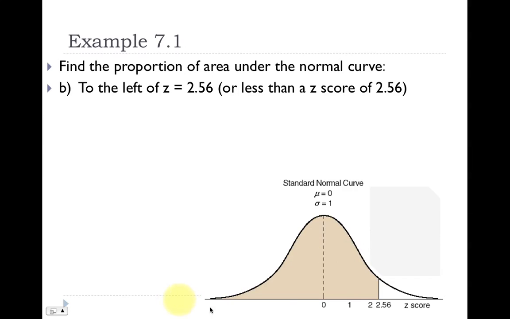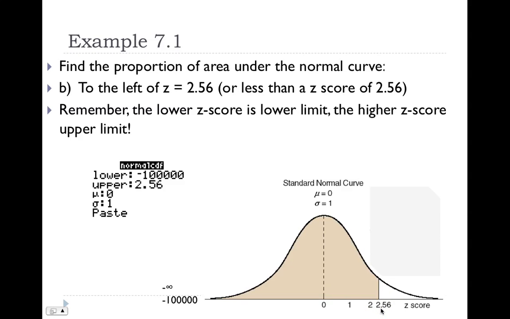So to do this on the calculator, to find this piece of area, we have to use our lower limit, which is going to be negative 100,000. Our upper limit is 2.56. Our mean is 0, and our standard deviation is 1. So we always want to remember the lower z-score is the lower limit. So negative 100,000 is always going to be the lower limit for a question like this, where we have to find the area to the left of a z-score. And 2.56 is going to be the upper limit because it is the higher of the two z-scores.